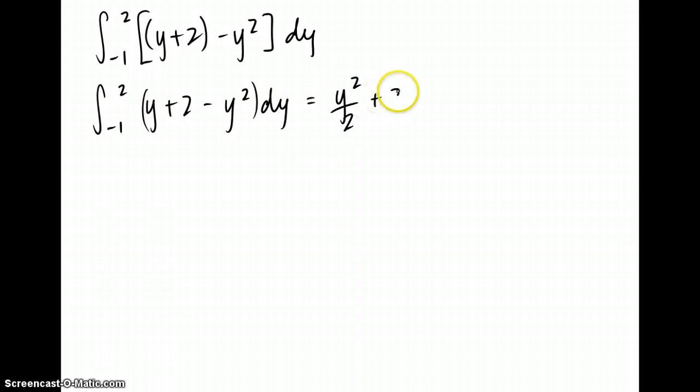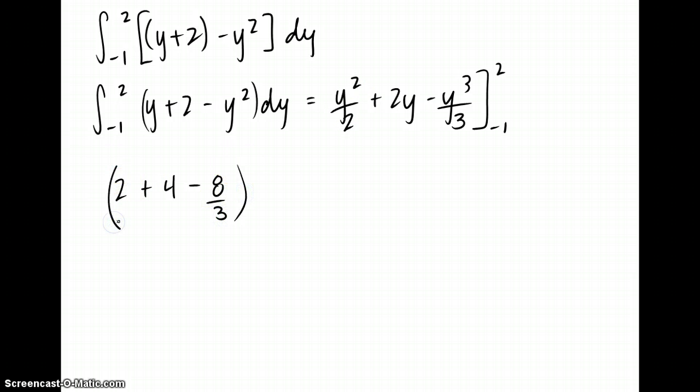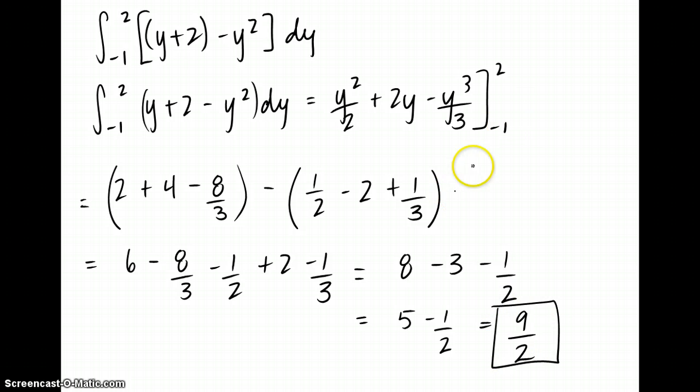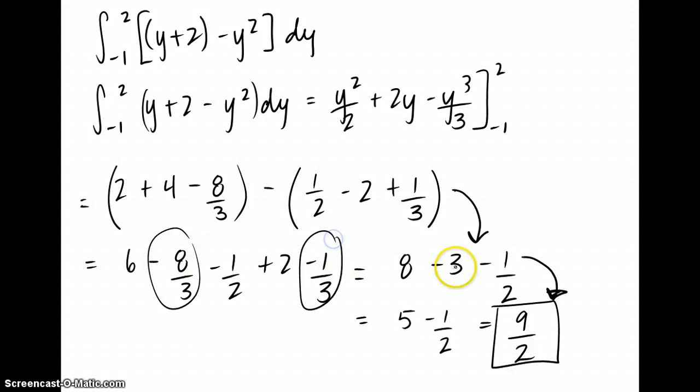So integrating. 2 squared is 4 over 2 plus 4 minus 8/3. And then 1/2 minus 2 plus 1/3. Alright, so we have 8 minus 3 minus 1/2. 9/2. Now, getting from here to here and then your final answer without the aid of a calculator, just do whatever's easiest. I subtracted these, that's where the negative 3 came from. 6 plus 2 gives me 8, so 9/2 is the answer.